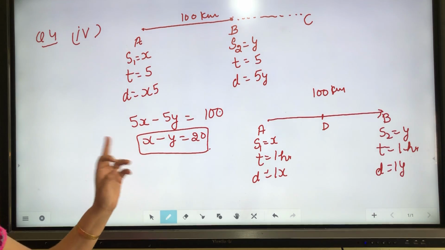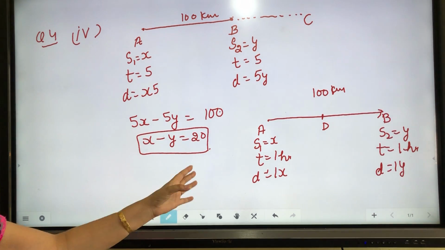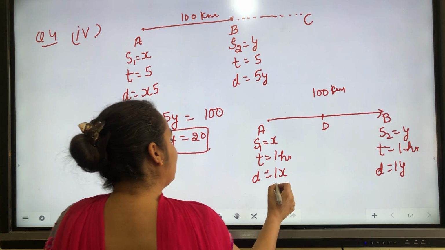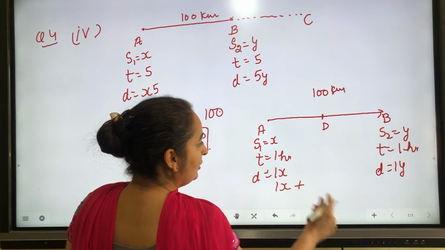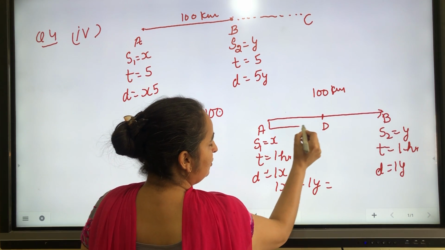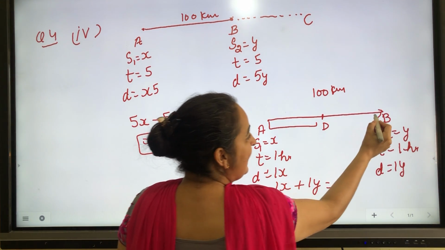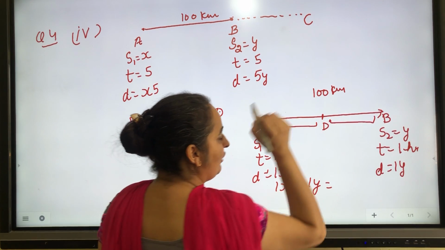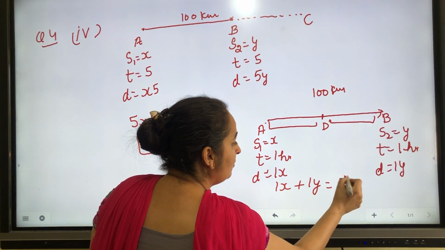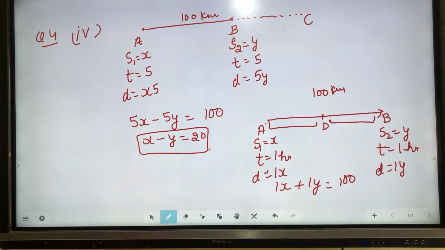What is the total distance? What is the relation between distances when both cars approach each other? Approach each other means they run toward each other, that is, the distance from here to here is 1x and the distance from here to here is 1y. The total distance covered is equal to 100. This is the second equation.